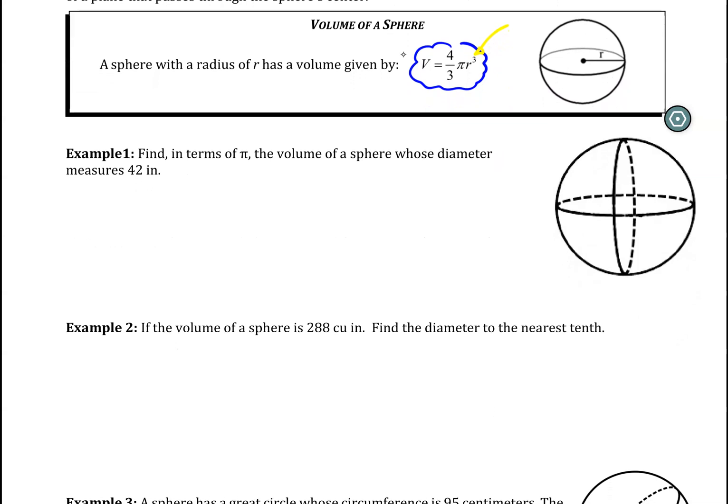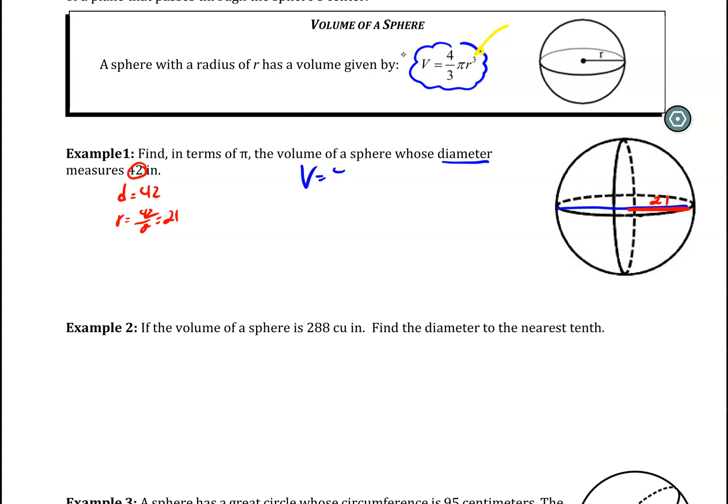So for this first example, we want to find the volume of the sphere. It's telling us the diameter is 42, so that would be the entire way across the sphere. As we know, we only want the radius, so we only want halfway here. So I'm going to cut that in half. I'm going to take this part here, because the diameter here is 42. So r is going to be 42 divided by 2, which is 21. So that's my radius. So now I'm just going to plug that into the formula.